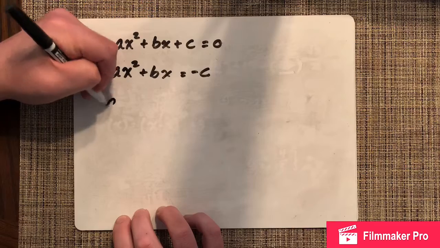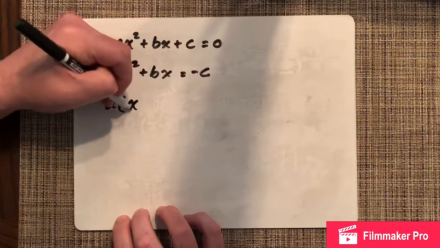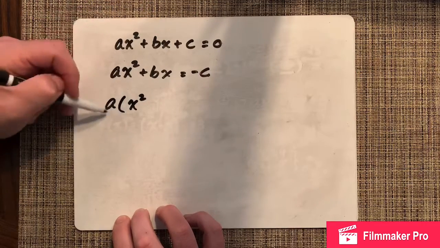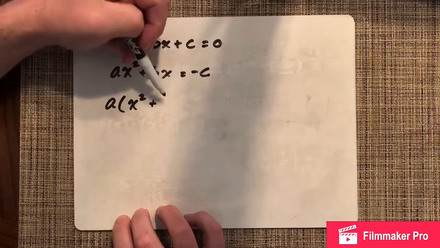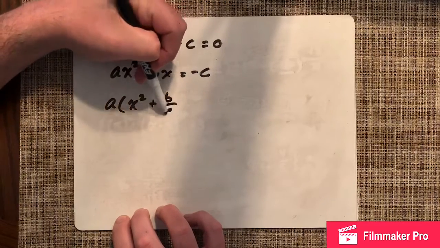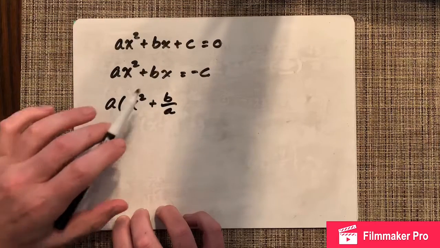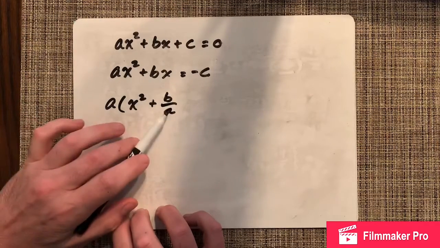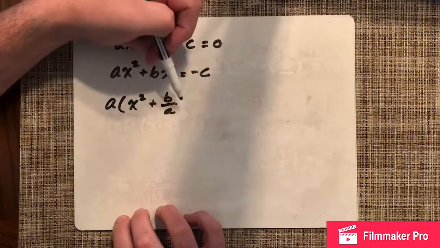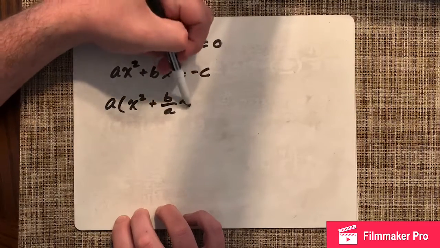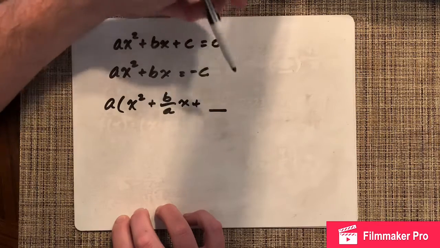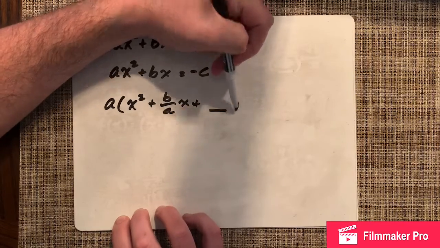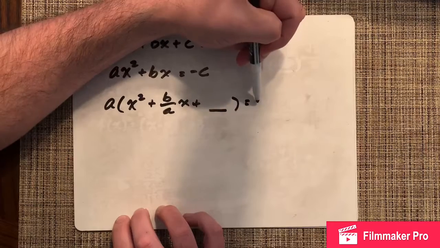Let's try this. A times x squared. That would certainly give me ax squared back. Now, right here, I'm probably going to need something like b over a, because if I multiply a times b over a, the a's will cancel, and I'll get my b back. And that's what I want. Plus b over a x. Now, again, we need a blank, so plus blank, because we are going to complete the square, equals negative c.